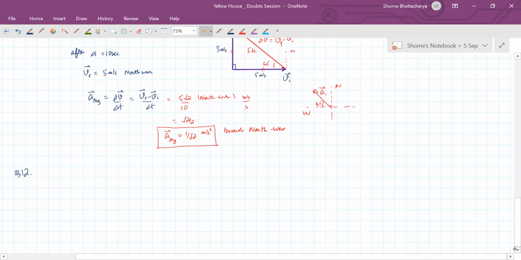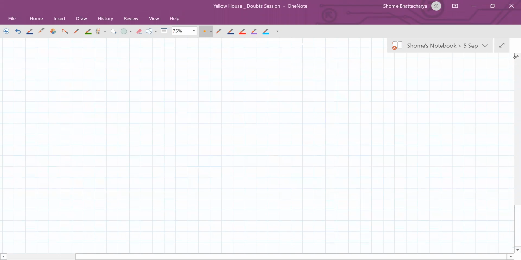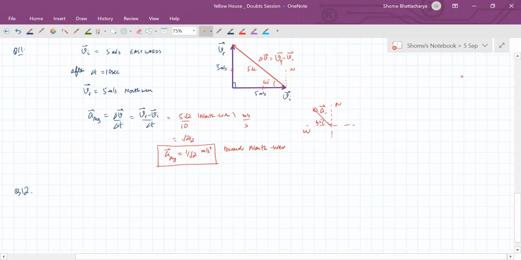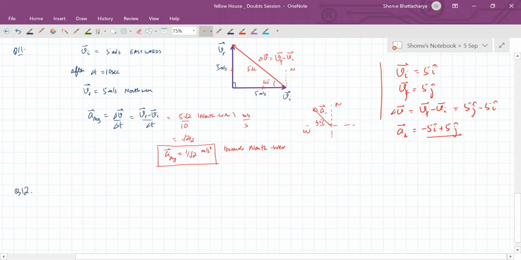Now let's come to the 12th question. Acha, for the 11th, you want to just note down, just a second. Just finish writing this down. You can also do this in component form. You can just write the initial velocity as 5 i cap, the final velocity as 5 j cap. So the change in velocity, final minus initial, will become 5 j cap minus 5 i cap. So your average acceleration will become minus 5 i cap plus 5 j cap divided by 10.